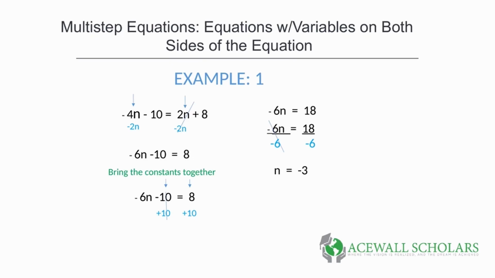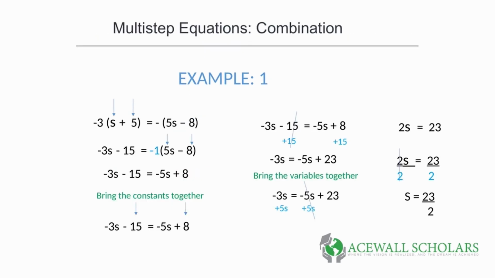All right, now let's look at our last example where we will be combining the distributive property as well as having variables on both sides of the equation. So in this particular equation, we have negative 3 times the quantity of s plus 5 equals a negative 5s minus 8. Now let's remember that negative that's in front of the parentheses where we have our 5s minus 8, that's the same as having a negative 1 in front of the parentheses. So just let's remember that when we're solving.